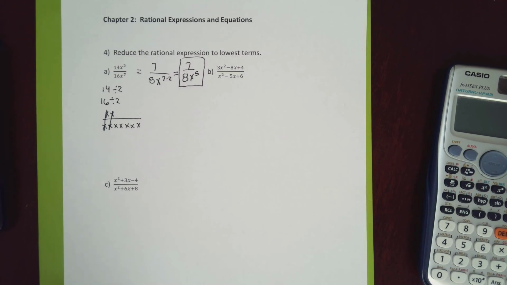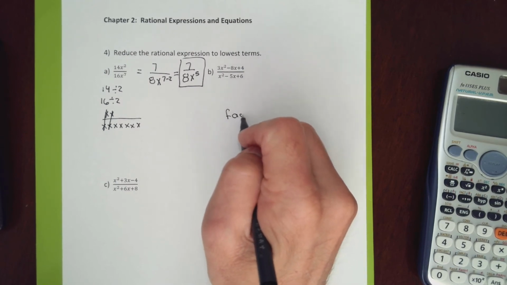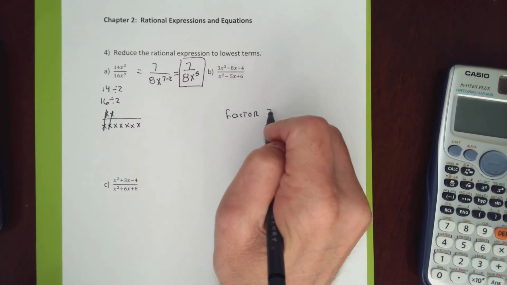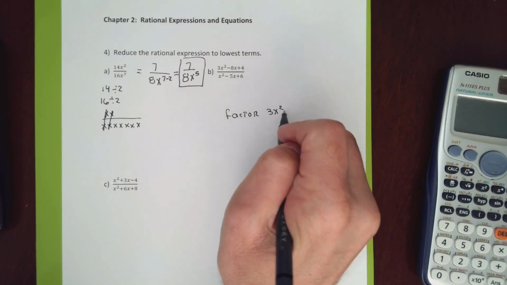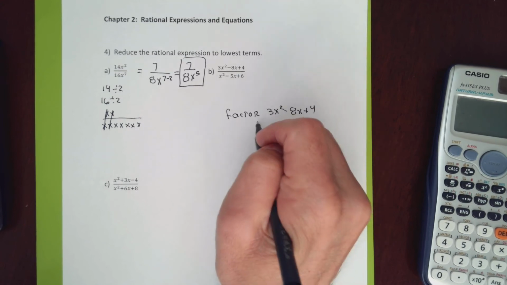B is ugly because it's the only grouping factoring on the test. So let me factor both the numerator and the denominator. I'm going to start off and I'm going to factor 3x squared minus 8x plus 4. There's one of these on the test, bad factorings.